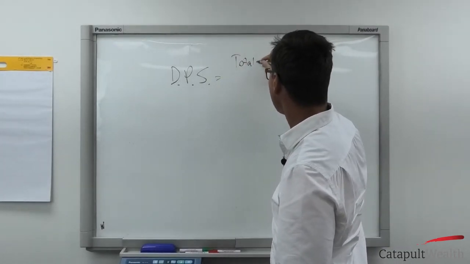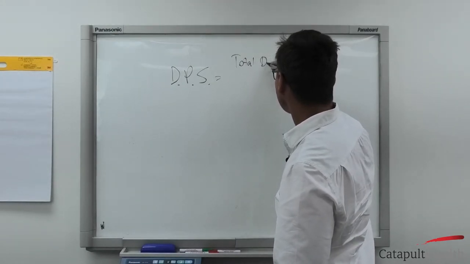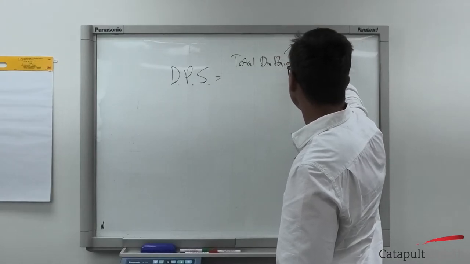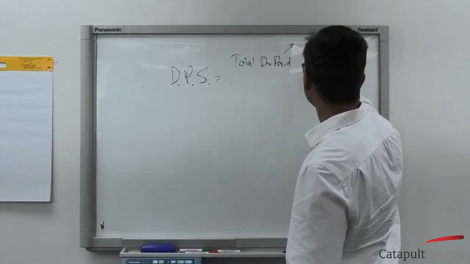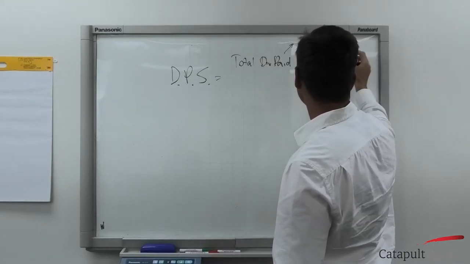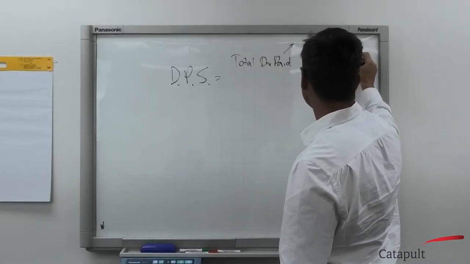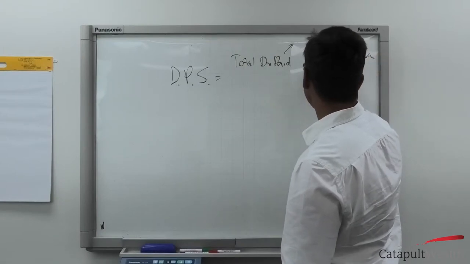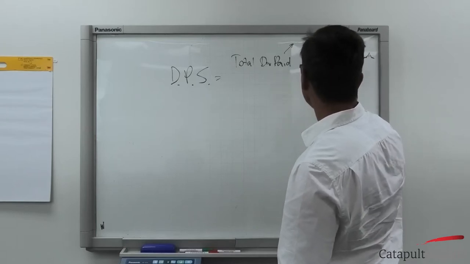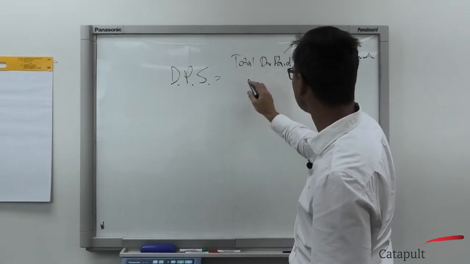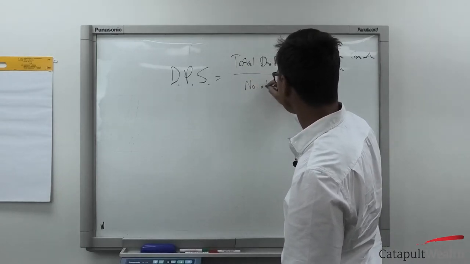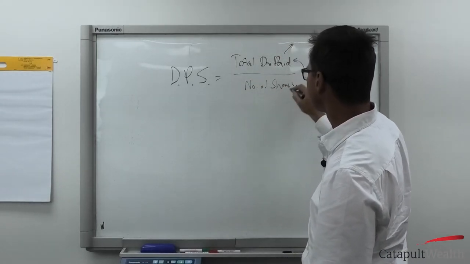Now, the total dividend paid comes back to, remember, if the profit of the company was $100 million, it might keep $30 million for growth, future growth opportunities, and then it might pay out in dividends the other $70 million. Now, that $70 million is the total dividend paid. Then it's divided by the total number of shares on issue.